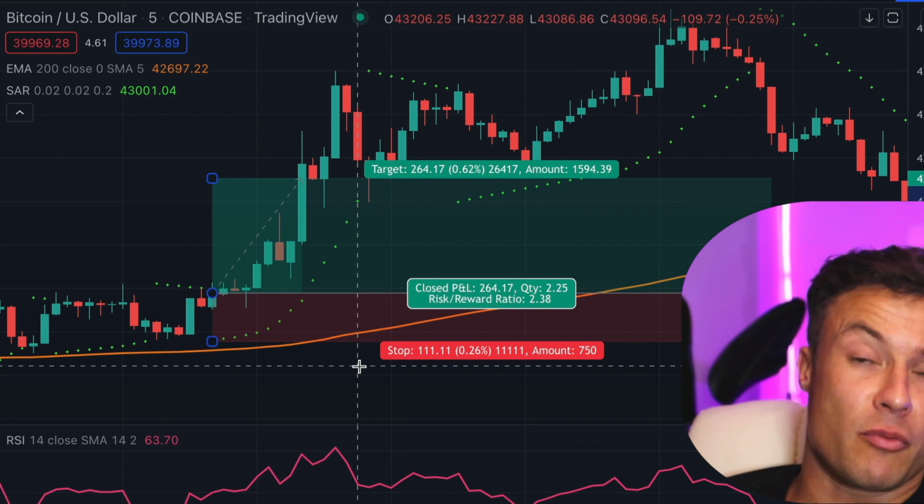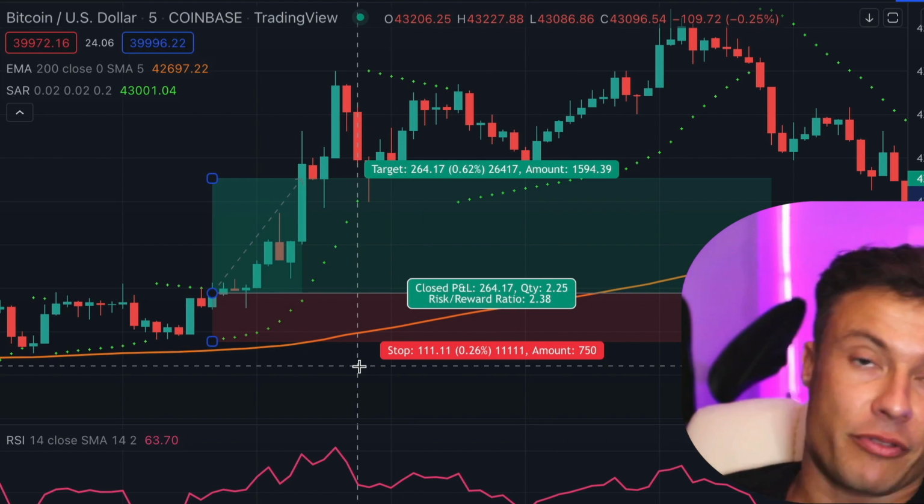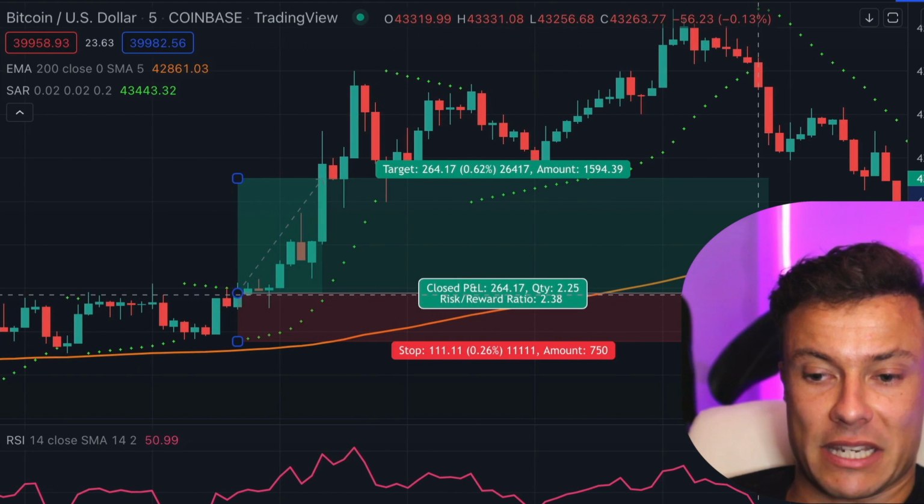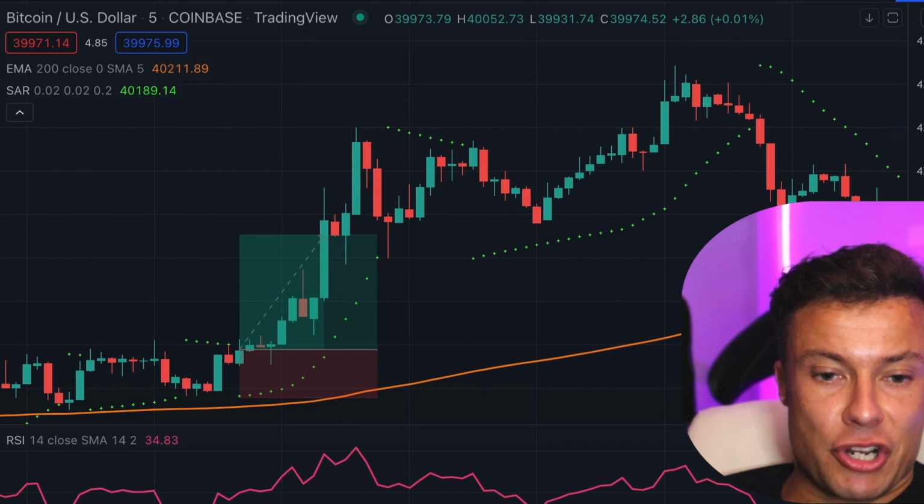So if you're risking 1%, you would have made 2.38% from this particular trade. So that is obviously a good trade. Now I want to show you the next one up here.